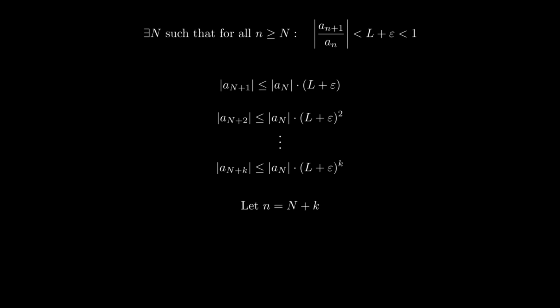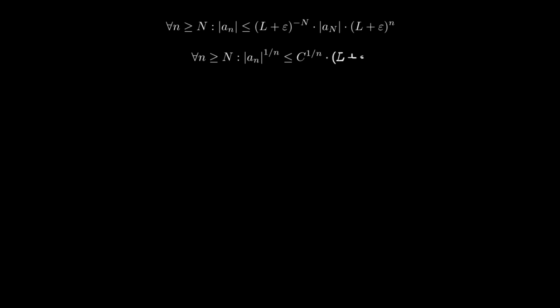Now k is the number of terms past big N that we've gone, so just to make the algebra clearer, I'm going to write little n for big N plus k. So that last line becomes the absolute value of a sub little n is less than or equal to the absolute value of a sub big N times the quantity L plus epsilon to the quantity little n minus big N. Rewriting a little more, the right-hand side can be written as L plus epsilon to the minus N times the absolute value of a sub big N times L plus epsilon to the little n.